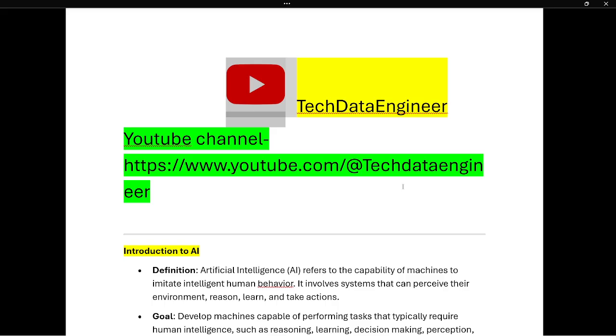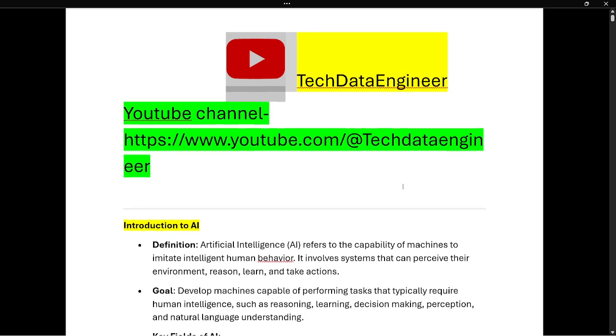Okay, so it involves systems that can perceive their environment, reason, learn, and take decisions. Not only do we program some systems and the system does certain work, that is rule-based. AI is something smarter than that. AI has to learn from its mistakes. It has to take decisions, it has to take actions, and learn from the environment. So these are the capabilities that come with AI.